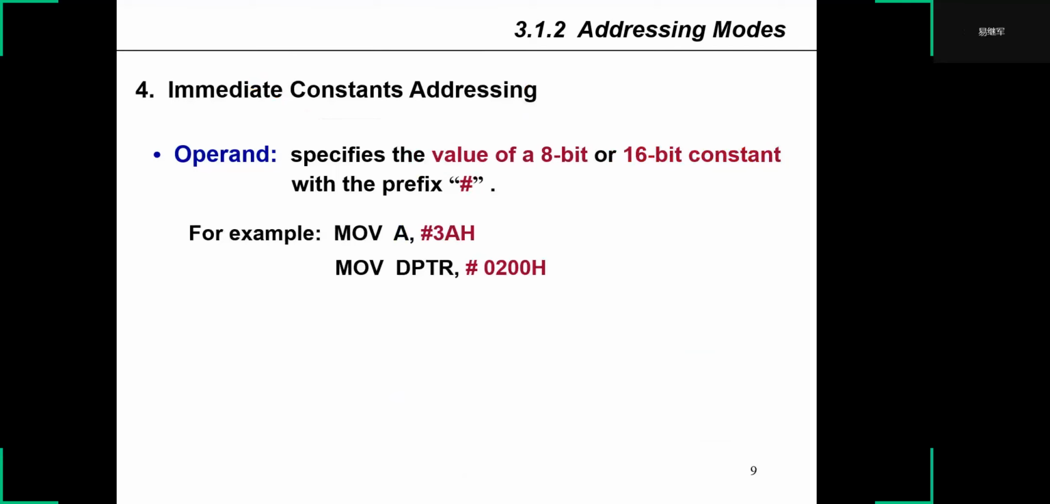Immediate constant addressing. If we put a pound sign before a value, this is just a value, not an address. Move this value 3A to the A register. Move this value to DPTR, which means this is a value, not addressing. It's a constant.